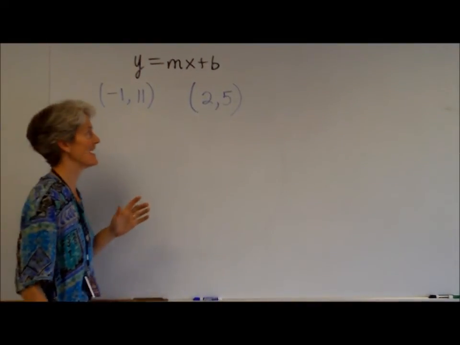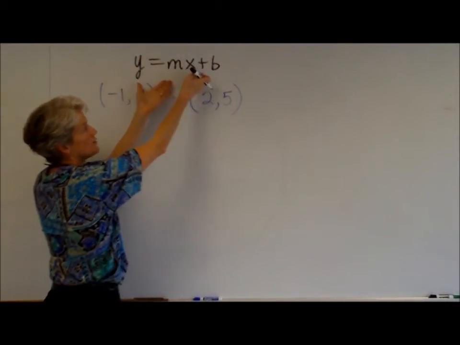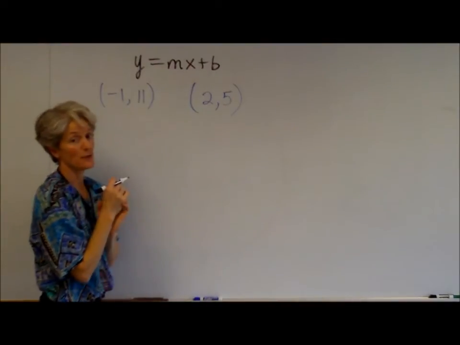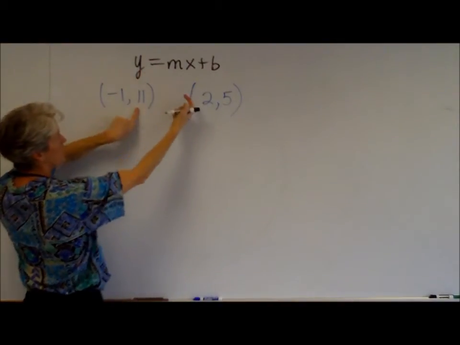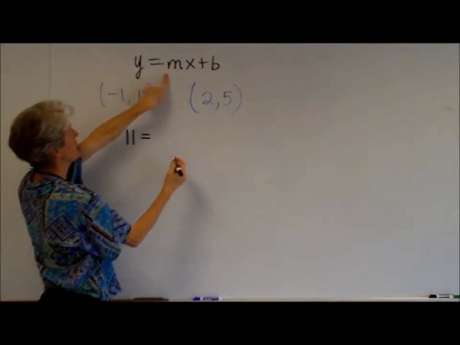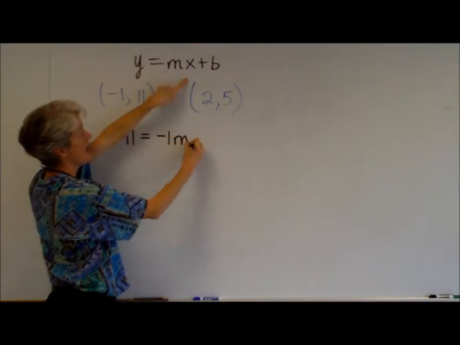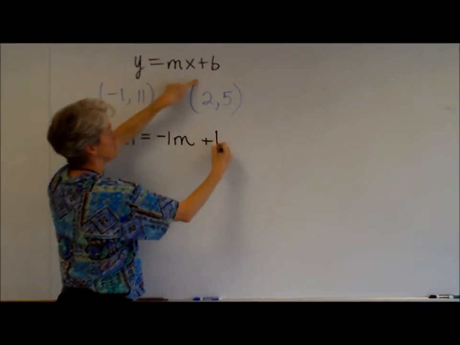And here we are back again. So let's see how you did. I'm sure you did great. So equation of the line, I'm going to be plugging in my values for x and for y. So first point, my y is 11. My m, I don't know. My x is negative 1, so I'm going to write negative 1m plus b.